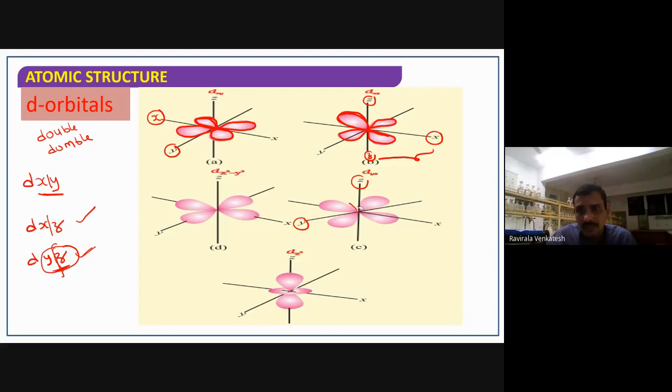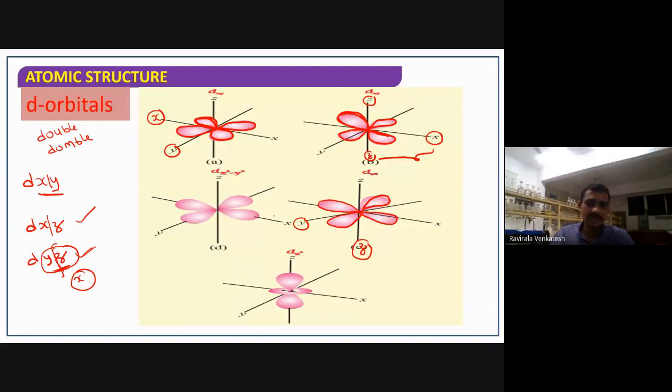Between Y and Z, draw an orbital. Okay? Next, slightly on the X axis, not completely, you have to draw one more orbital. In this way, we can easily remember.